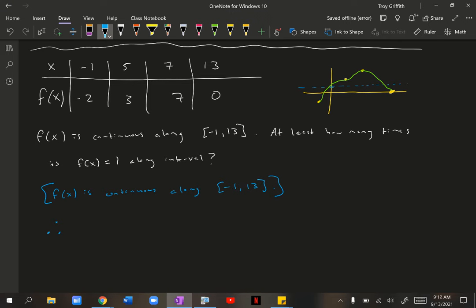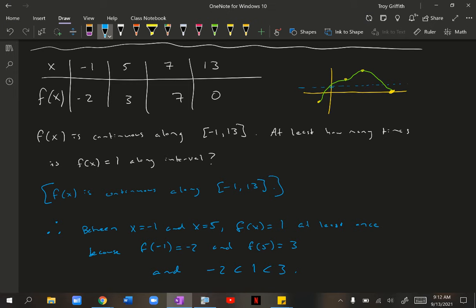Okay, so let's be a little bit more specific right here. We could say between x equals -1 and x equals 5, f of x equals 1 at least once, because f of -1 equals -2, and f of 5 equals 3, and -2 is less than 1, which is less than 3. Okay, so the y value 1, which is what we're trying to get, is in between where we started and where we ended.